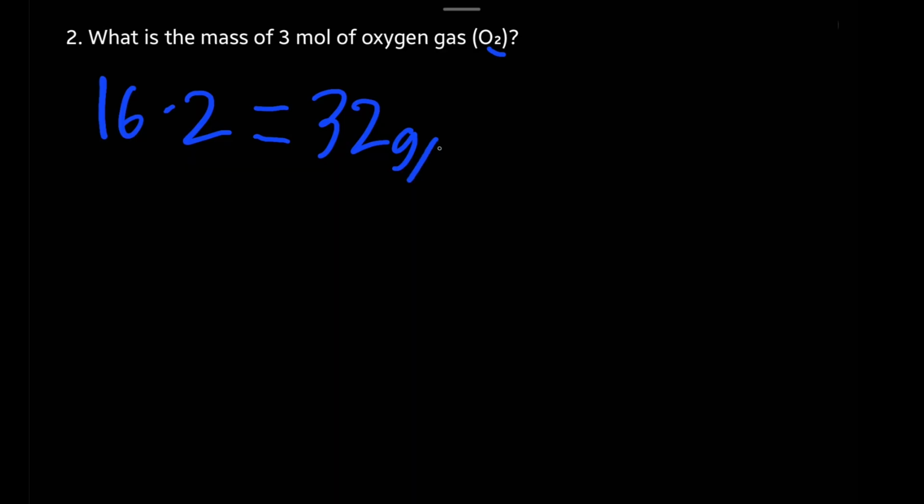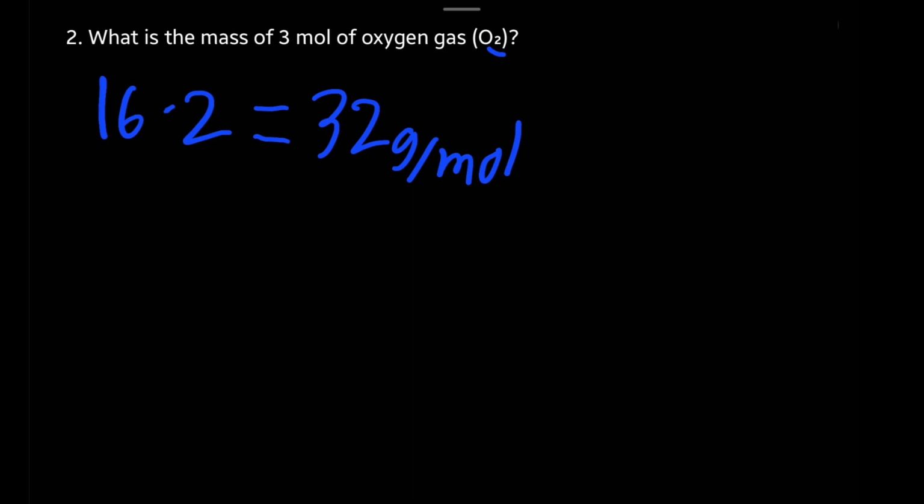Moving on to the second problem. What is the mass of 3 moles of oxygen gas, or O2? So it's pretty much just the reverse version of the other one. Now it gives us the amount of moles, then asks for how many grams. So first things first, we take the molar mass of an oxygen, which again is 16, and since there are 2, we multiply it by 2, then we get 32 grams per mole.